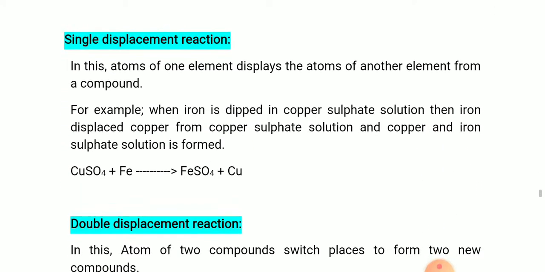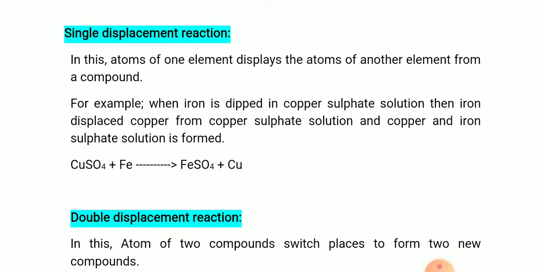Now, single displacement reaction. In this type of reaction, atoms of one element displace the atoms of another element from a compound. First, see the reaction: copper sulfate, blue vitriol, CuSO4 plus iron, Fe, gives FeSO4, ferrous sulfate, plus Cu, copper. In this reaction, Fe displaces copper from copper sulfate because Fe is more reactive than copper, producing ferrous sulfate, FeSO4, plus copper.